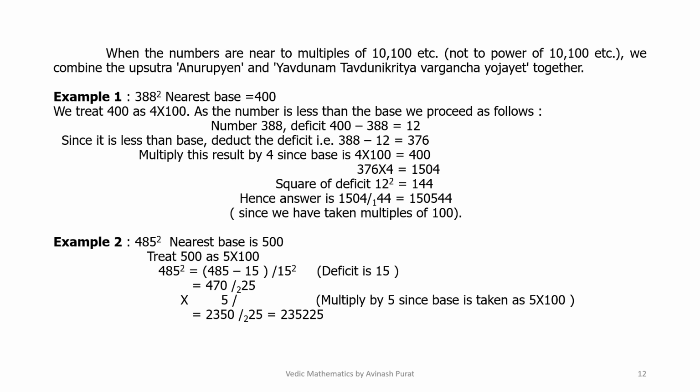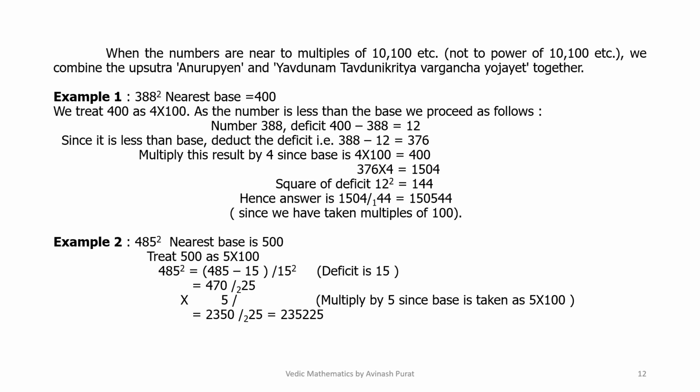Number 388, deficit is 400 minus 388 equal to 12. Since it is less than base, deduct the deficit, that is 388 minus 12 equal to 376. Multiply this result by 4, since base is 4 into 100 equal to 400. So 376 multiplied by 4 equal to 1504. Square of deficit 12 is 144. Hence answer is 1504 stroke 144 equal to 150,544, since we have taken multiples of 100.